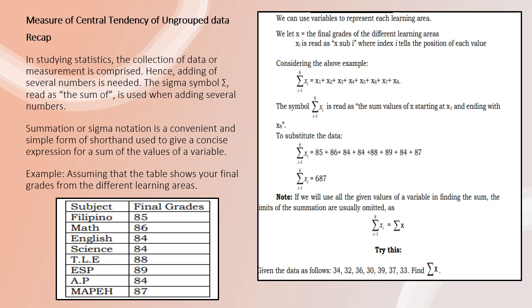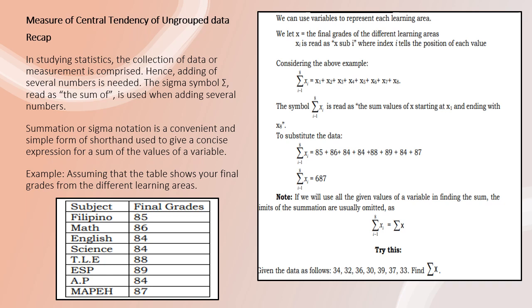So, our topic is the measure of central tendency of ungrouped data. So, I have here a recap. In studying statistics, the collection of data or measurement is comprised, hence adding of several numbers is needed. The sigma symbol, read as the sum of, is used when adding several numbers. Summation or sigma notation is a convenient and simple form of shorthand used to give a concise expression for a sum of the values of a variable.